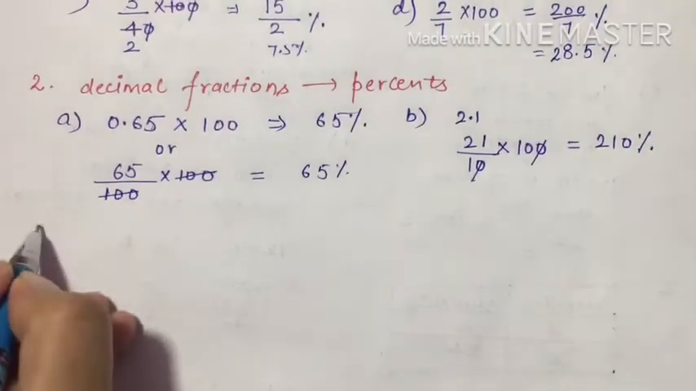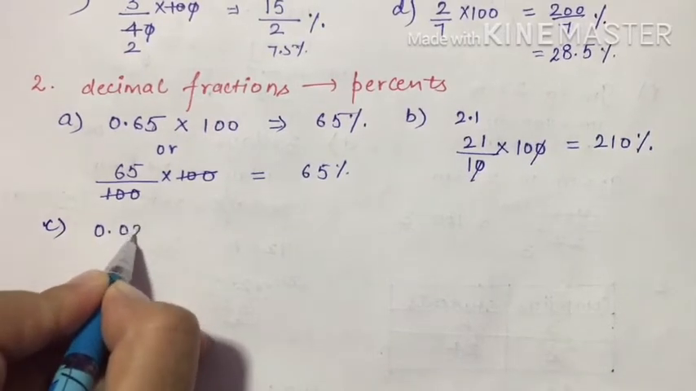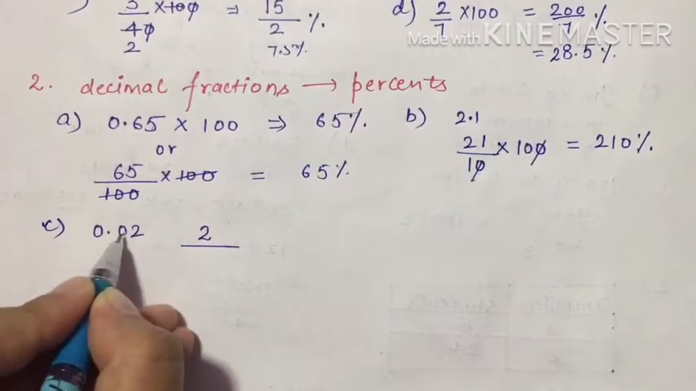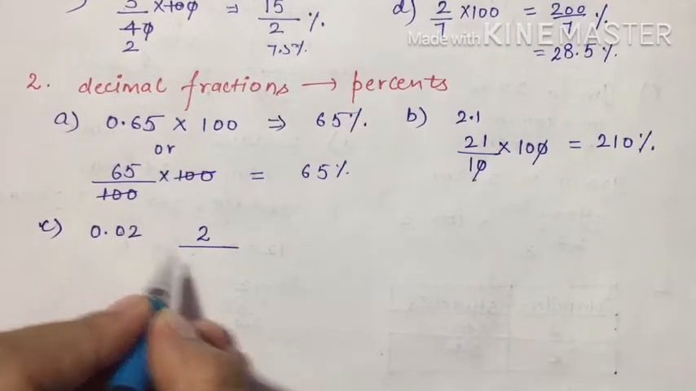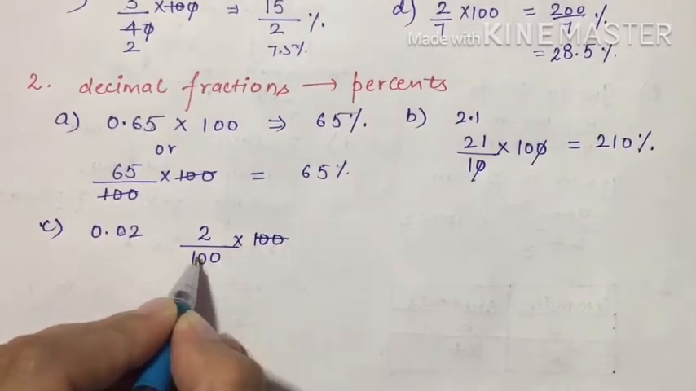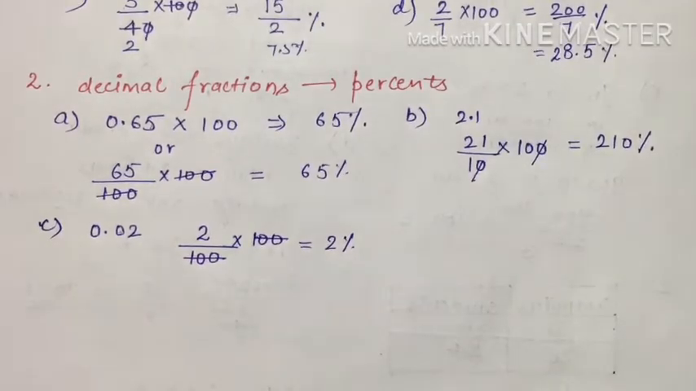Okay. Now see, next part of it, that is 0.02. How can we do? 2 will remain as it is. 2 numbers are there after decimal, 1, 2. So 100 will come. For converting into percentage, we need to multiply by 100. 100 and 100 is cancelled. What is the percentage? 2 percentage.